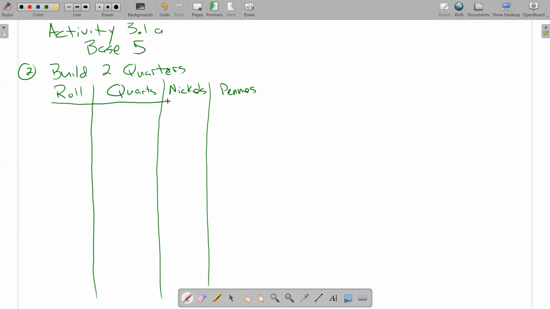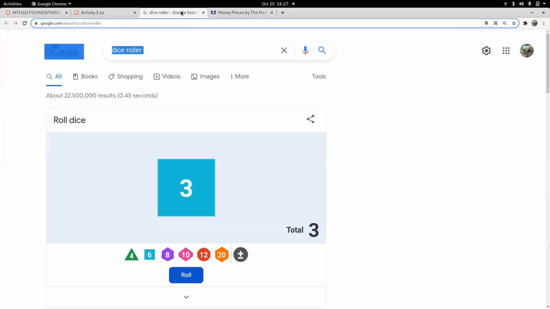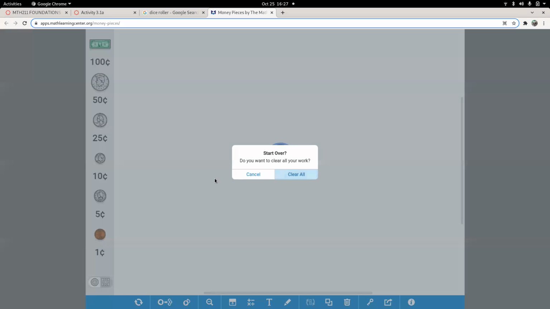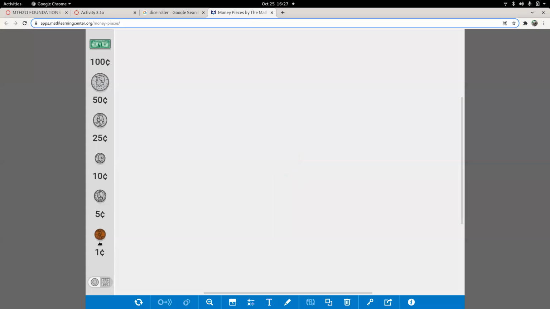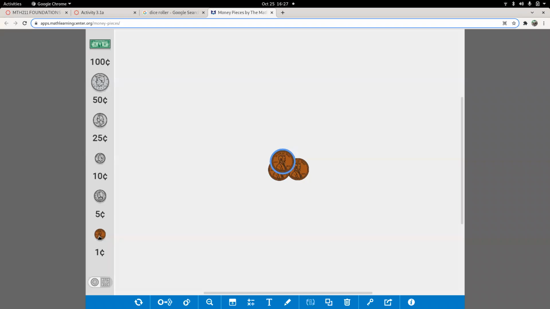My first roll, I got a 3, so I only have 3 pennies right now. And then I just keep rolling. Sometimes it's nice to see them, which is why I have this out here. So let's clear that. On my desk I might have some pennies in front of me. So I have the 3 pennies that I rolled. And then I roll again. 4, it's not bad. So then I get 4 more pennies.